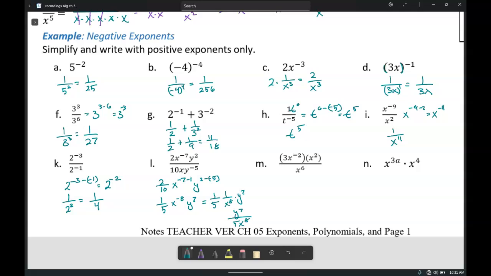Here we'll apply a mix of our rules. We can do our numerator first with our product rule. 3 times x to the negative 2 plus 2 over x to the 6th. That gives us 3 times x to the 0, which is just 1. And then we have x to the 0 minus 6, 3x to the negative 6, 3 over x to the 6th.